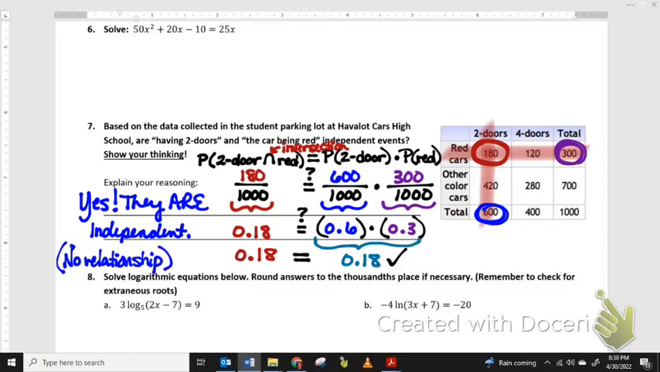When you multiply the probabilities of the individual events together, and that is the same thing as the intersection, the "and," they are independent and there's no relationship there. If you multiply them and it's not equal, then they are not independent. One of them is influencing the other somehow.